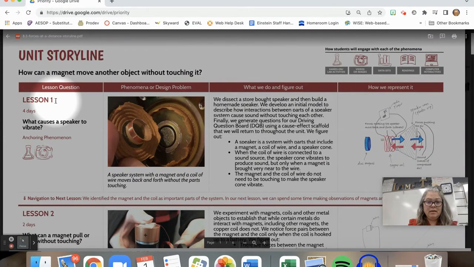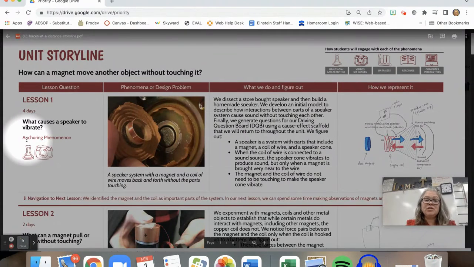For lesson 1, the question that guides that particular lesson as one piece of our overall unit question will be listed in this column. The particular question for lesson 1 is what causes a speaker to vibrate. In addition to this question, for every lesson, you will see more information. Specifically, you will get an idea of how long this lesson is anticipated to take. For example, in lesson 1, it is assumed that the lesson will take 4 days.